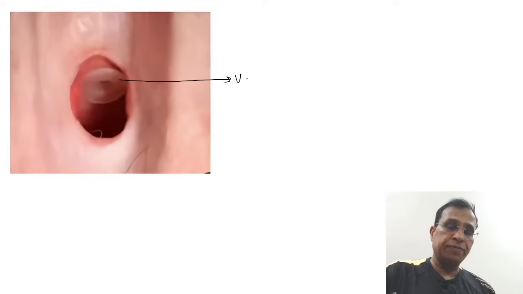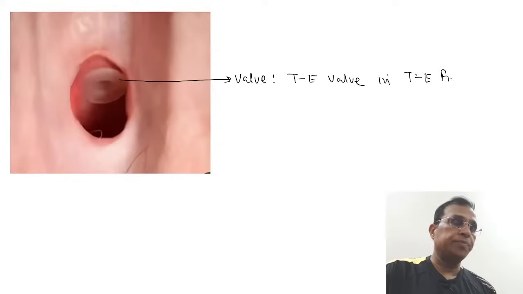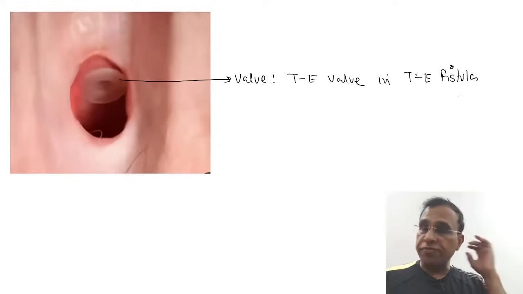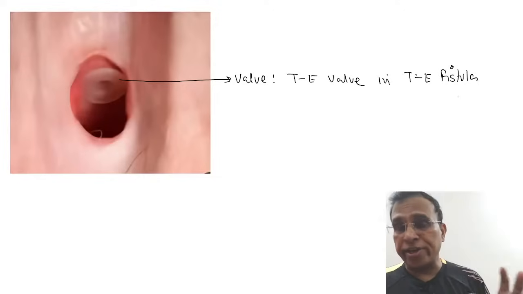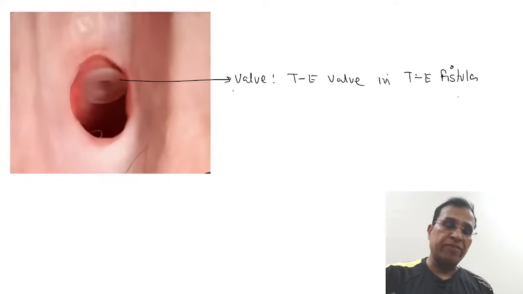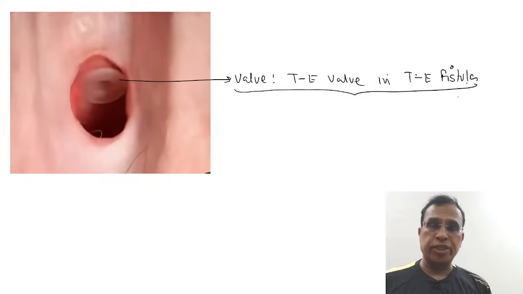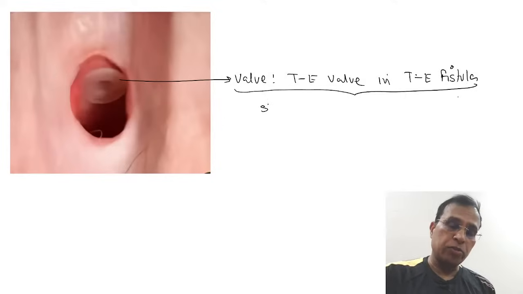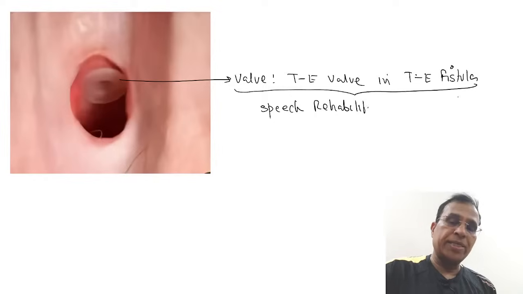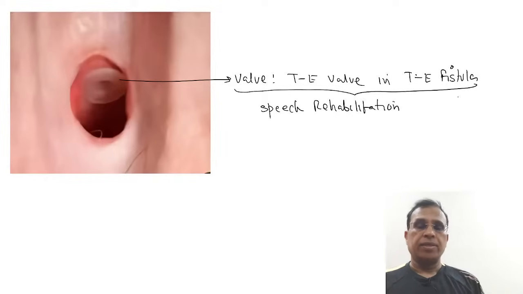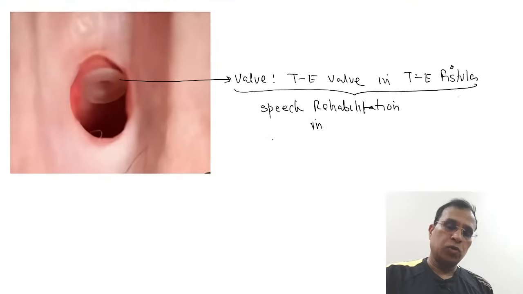But in this particular image, look at this image here, you can see a permanent tracheostomy, and through the tube you can see a valve. There is a valve inside, and this valve is a TE valve, tracheoesophageal valve, which is put in a tracheoesophageal fistula. That means a fistula has been created there, and we have put a valve inside. The idea of doing all this surgery in a patient of total laryngectomy is for what? Speech rehabilitation.